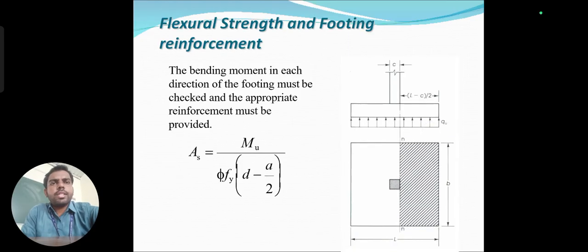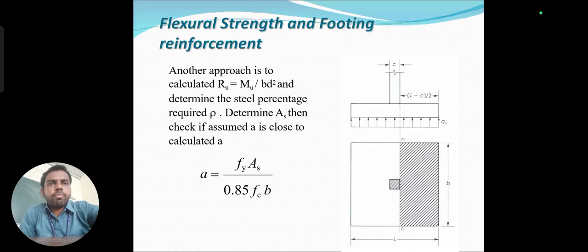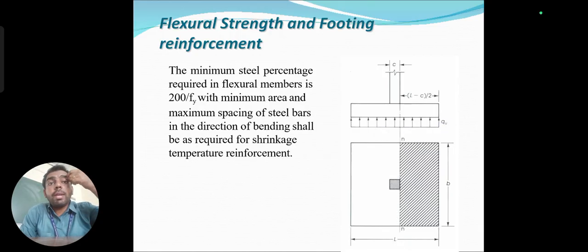And flexural strength: the bending moment criteria should be taken at the face of the column. That is the one-way shear and two-way shear. Two-way shear is at d by 2 from the face of the column, and one-way shear at d from the face of the column. But the bending moment criteria should be considered at the face of the column. By using these areas, you have to find out, based upon the moment conditions, Mu = phi As fy (d minus a by 2). And after that, the minimum steel percentage required for the flexural member is 200 by fy, with minimum area, and the maximum spacing of the steel bars should be provided at that particular location.